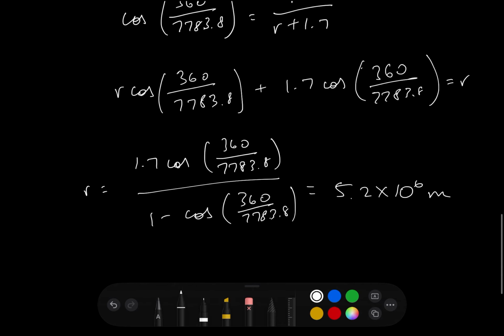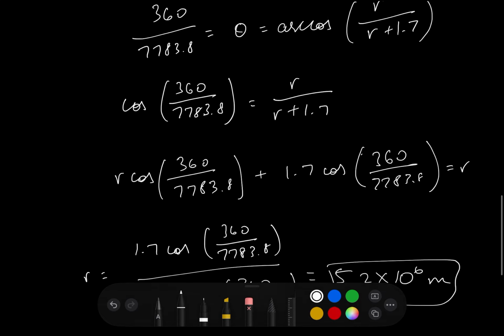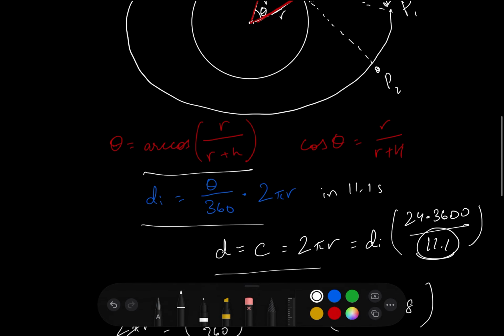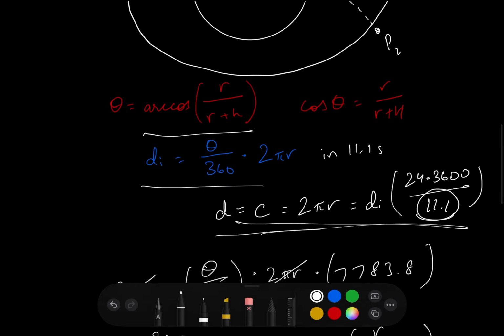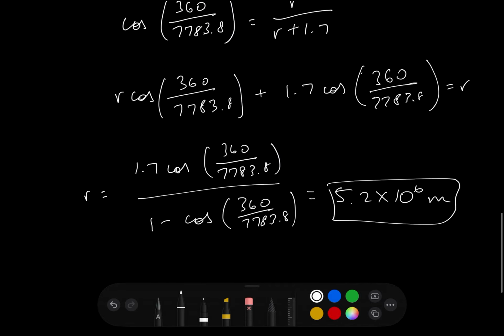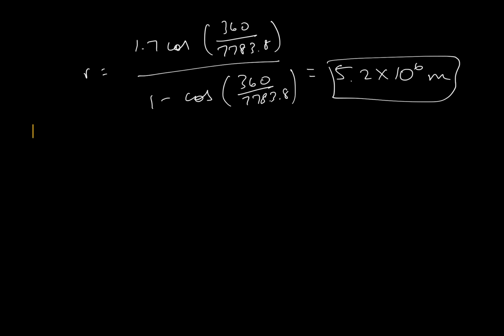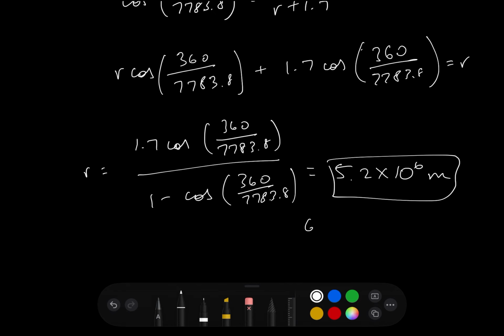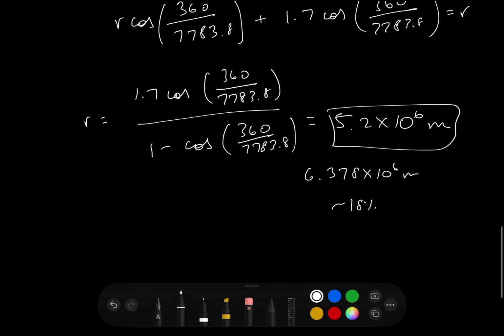And so this is actually the correct answer given in the answer key of the book, which leads me to believe that this initial assumption that we took here, that d theta is increasing at a constant rate, is actually correct. If you notice, this is not the actual radius of the Earth. The actual radius of the Earth is 6.378 times 10 to the 6 meters, which is about an 18% error.